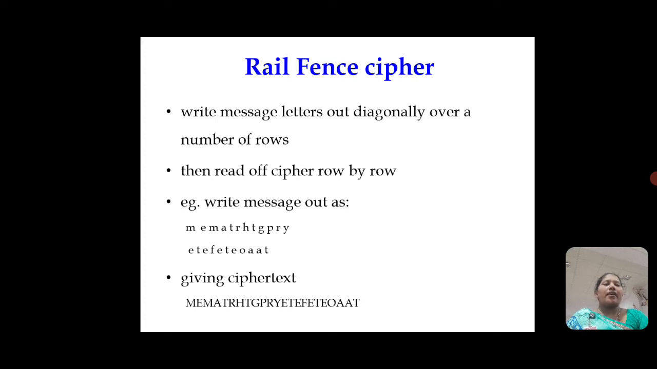For example, in our example you will be writing the ciphertext as M-E-M-A-T-R-H-T-G-P-R-Y. This is the first row. After that, continuously you will be writing the second row, that is E-T-E-F-E-T-E-O-A-A-T. This is what is called the Rail Fence cipher. You will be writing it in a rail manner, diagonally, one after the other. Meet means you will be writing M in the first row, E in the second row, the third letter E in the first row, and the fourth letter T in the second row. When reading it, you will be writing it as M-E-E-T. Likewise it will be converted.